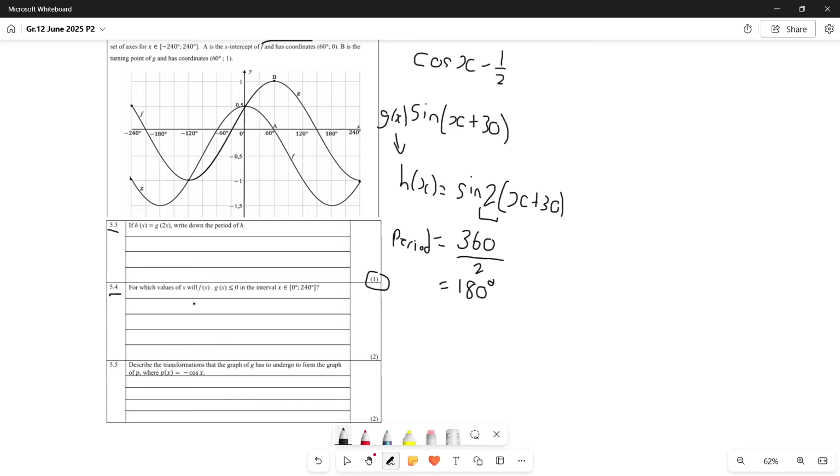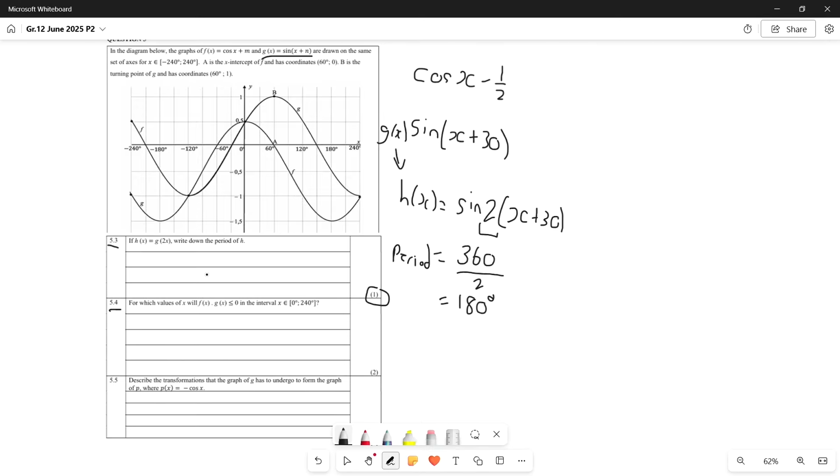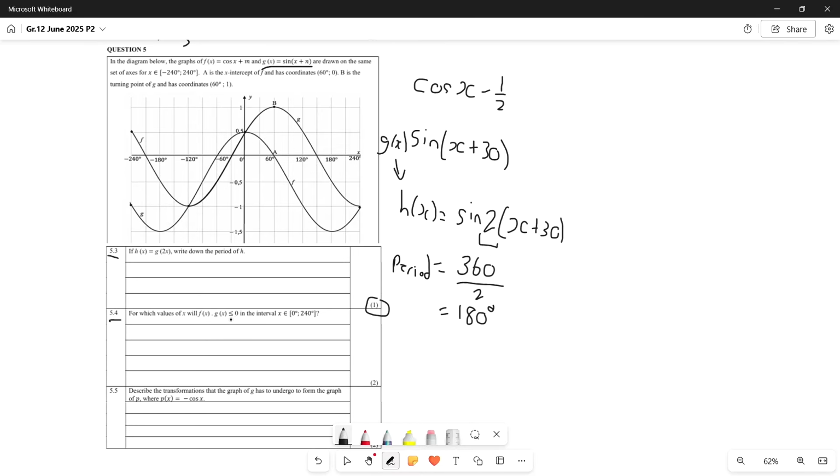And then question 5.4, it says for which values of x will f of x times g of x be less than or equal to 0 in the interval x is an element of 0 to 240 degrees. So f of x times g of x is negative. That means one of these guys needs to be positive and this guy has to be negative, or this guy has to be negative and this guy has to be positive, because a positive and a negative going both ways will ultimately make this negative. You can't have a negative and a negative or a positive and a positive, because that will not satisfy this equation considering they are multiplying. So that means we have to see where one is negative and the other is positive.